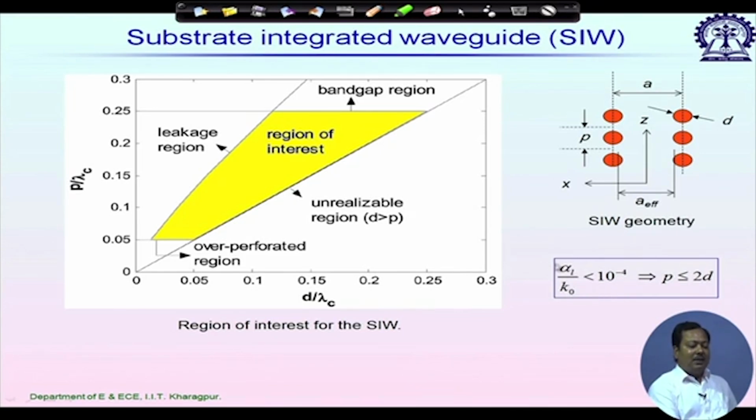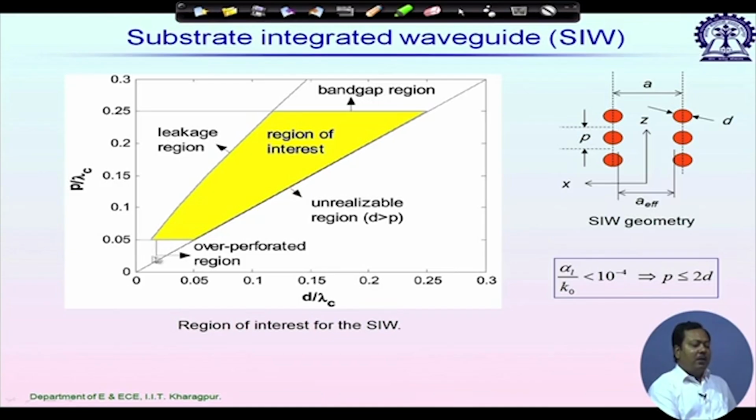To keep the leakage smaller than this value, we can't use this left hand side part, because for this part the gap between two metallic vias is too big and we will face leakage. So, then the region of interest is shown by this yellow line. Now, we again have a limiting factor, which is coming due to the band gap effect. You remember P should be less than lambda by 4 at the upper edge of my band of operation. So, this upper region is limited by the band gap region.